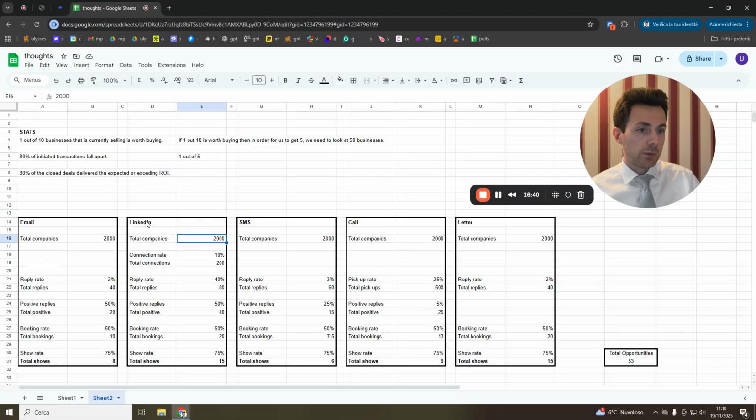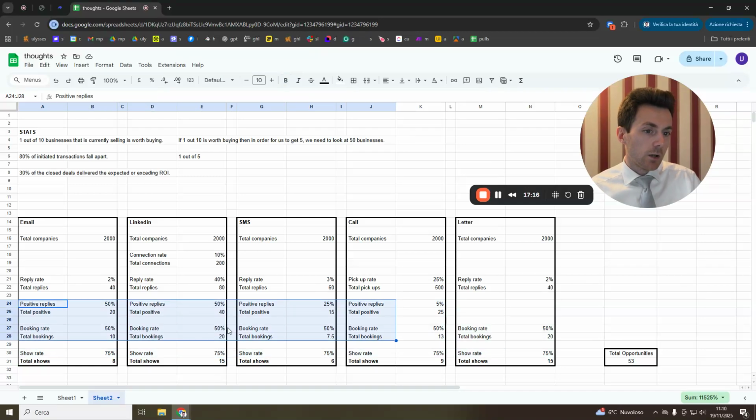Then we run the same list through LinkedIn. Again, pulling numbers that we got out of our past campaigns. We have a connection rate on LinkedIn around 10%. It means that we connect with 200 owners. Reply rate is quite high on LinkedIn, so we can get 40% reply rates. 80 people reply out of these 200. If half of them are interested, 40 are going to entertain a conversation. Let's say booking rate is the same. 20 book a call, 75% show up. We have 15 booked appointments with people that are interested in selling their business.